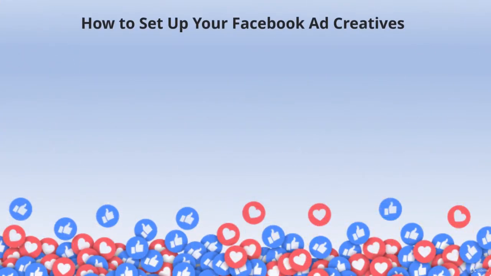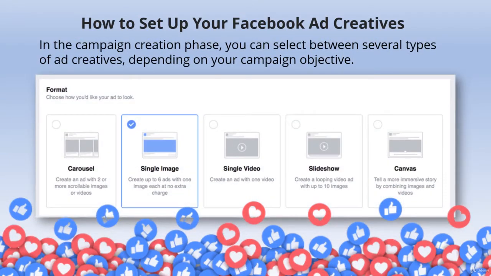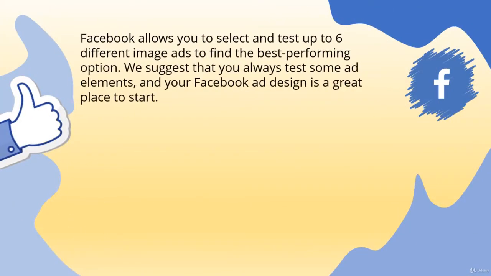How to set up your Facebook ad creatives. In the campaign creation phase, you can select between several types of ad creatives depending on your campaign objective. Facebook allows you to select and test up to 6 different image ads to find the best performing option. We suggest that you always test some ad elements, and your Facebook ad design is a great place to start.